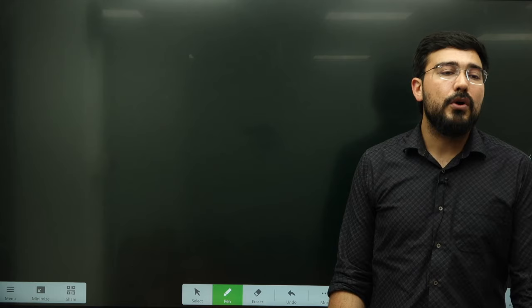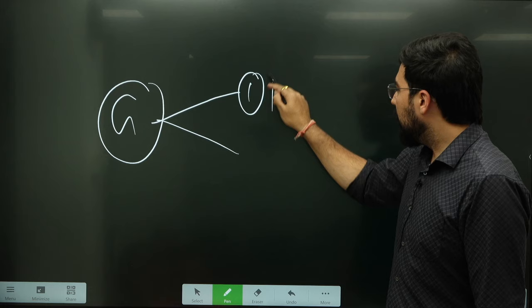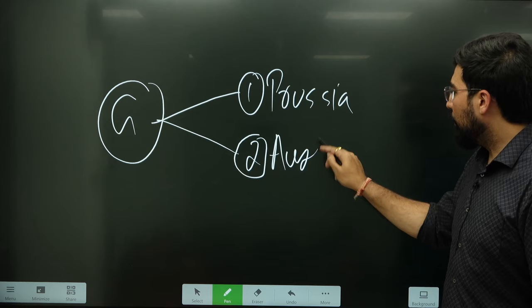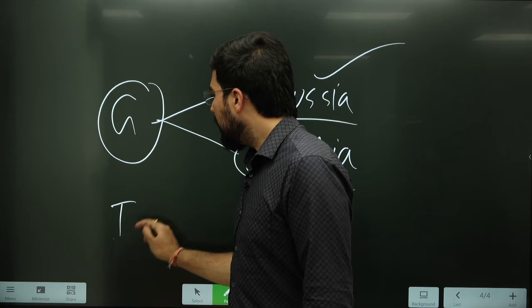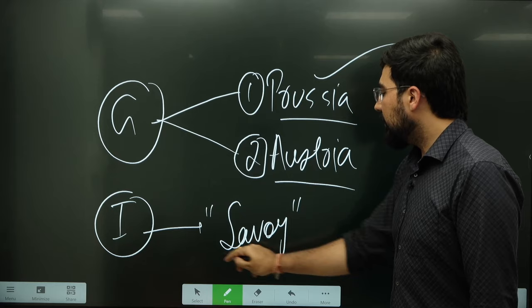Like if we see the German identity, Prussia and Austria both were powerful. With the efforts of Frederick the Great, Prussia got the same status as that of Austria. But if we see the case of Italy, it only had this house of Savoy, and this house of Savoy was also relatively very weak.